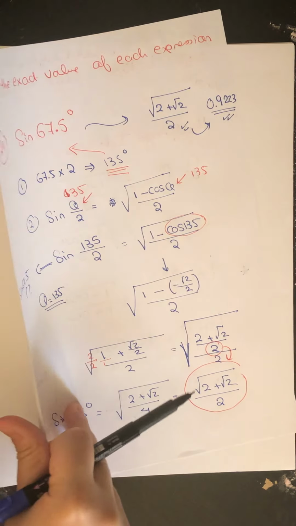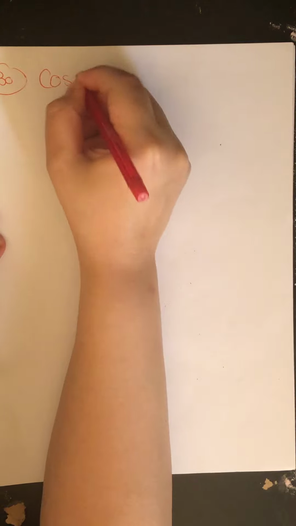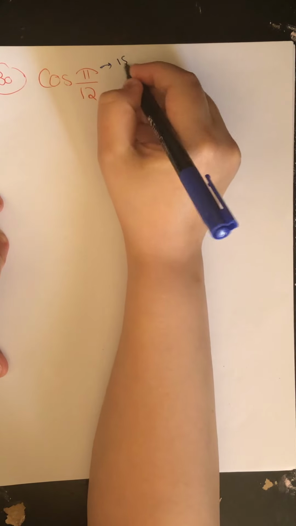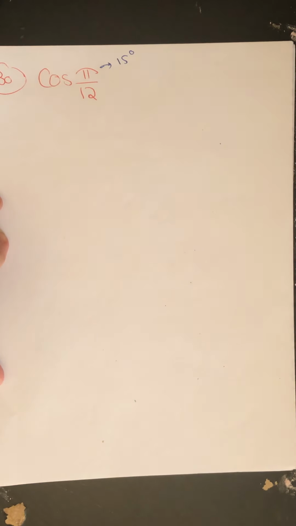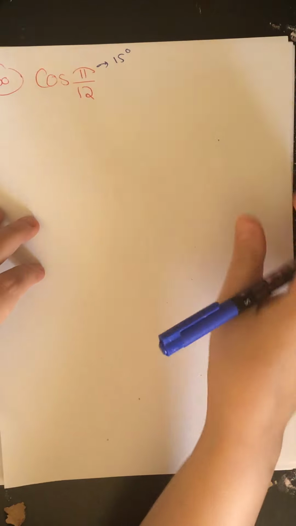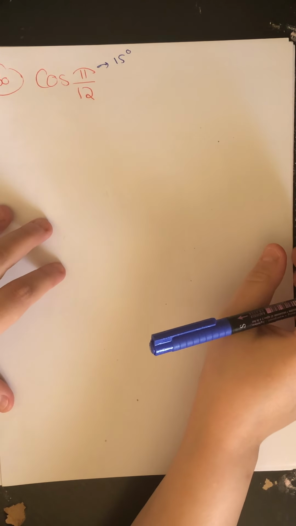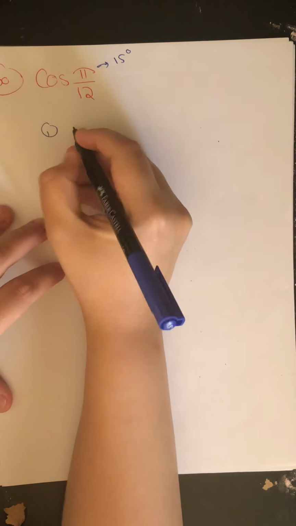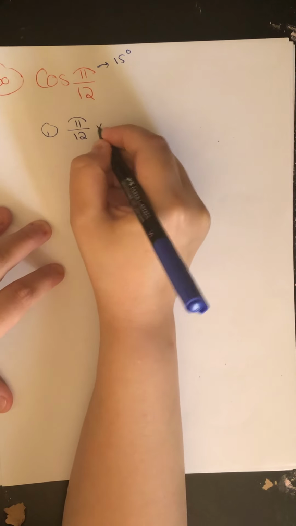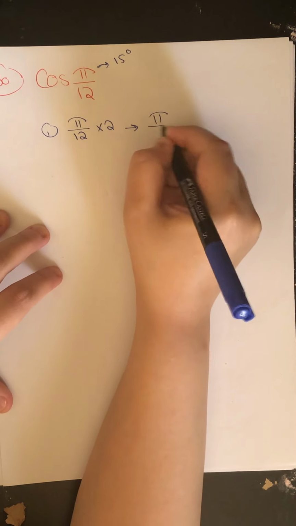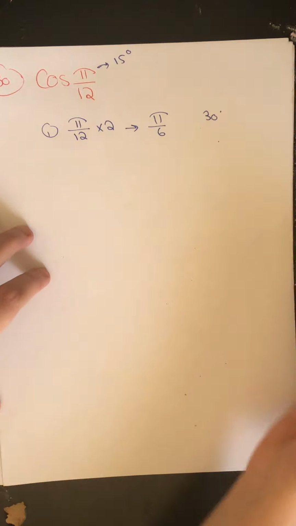Okay, the next question is question number 30. It says cosine pi over 12, and I wish you remember what pi over 12 is. Pi over 12 is 15 degrees. You can deal with the question in degrees, I don't mind, but we need to train ourselves, okay? So the first step is to get double pi over 12, which is pi over 6, or 30 degrees.